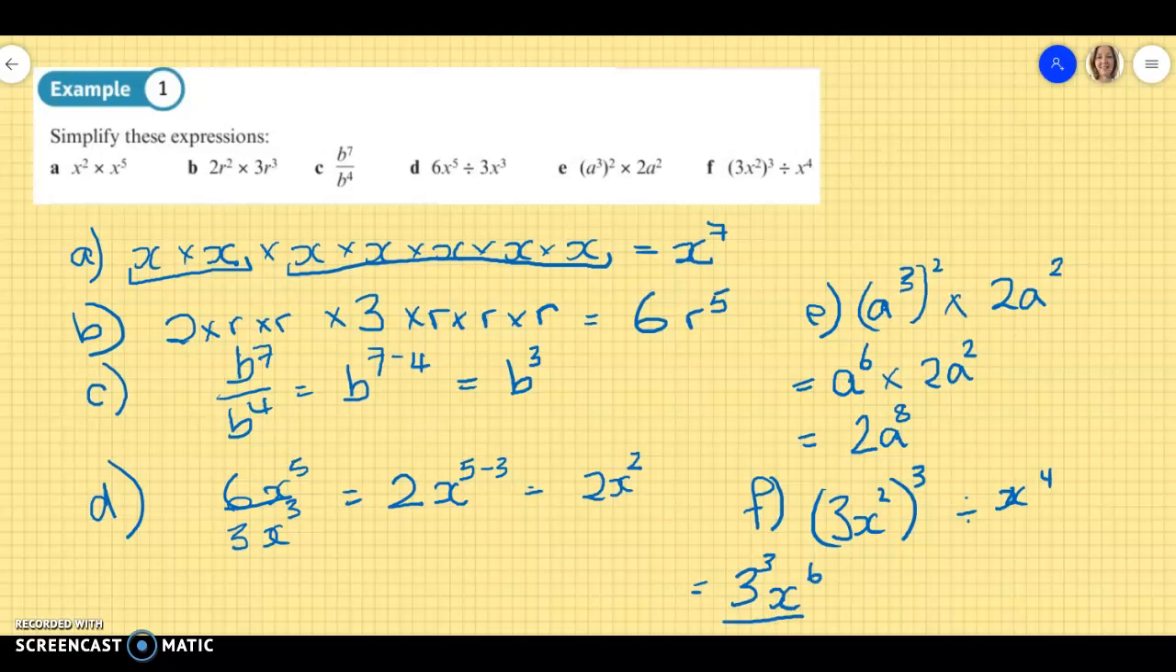And we're dividing it by x to the 4. So 3 times 3 is 9, times 3 is 27. That's the number. And you're going to have x, 6 minus 4, x squared. Okay. So that's example 1. Hopefully that makes a bit of sense. We'll have a go at example 2 in a minute.